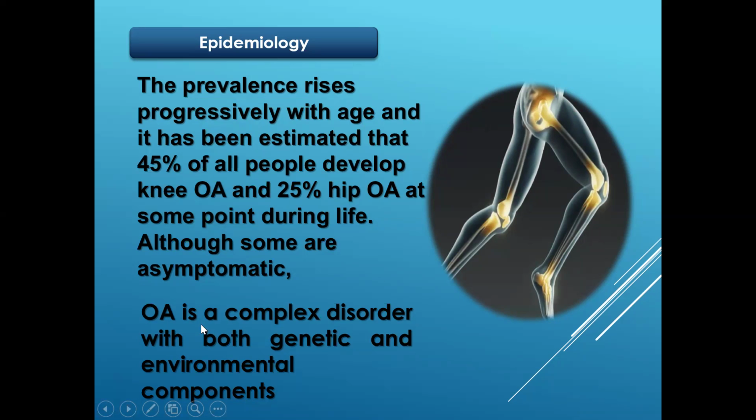OA, like we said earlier, is a very complex disorder which has both genetic and environmental components. What we're trying to say is that osteoarthritis has a genetic basis. The actual cause has some degree of gene relation, and then environment can also precipitate the condition. That's what we're trying to look at.